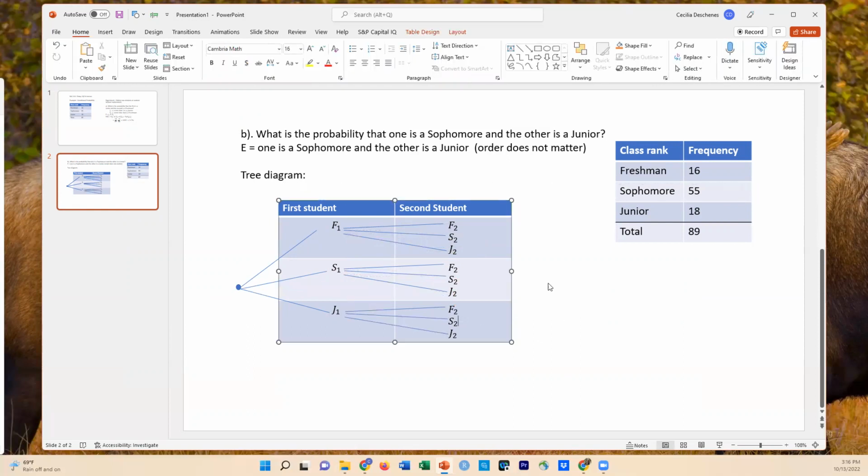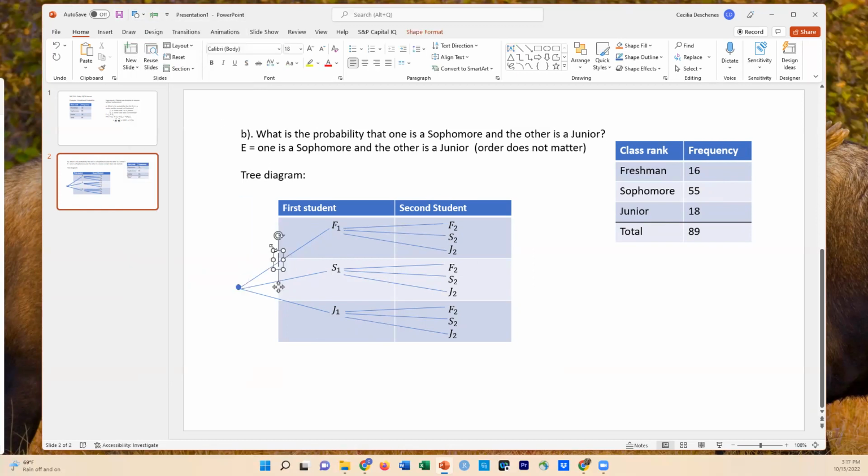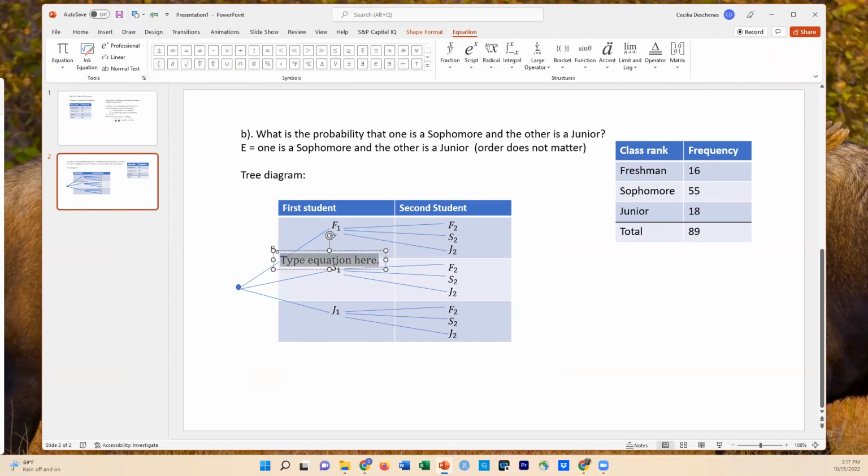All right, so these are all the possible paths of what could actually happen. And what we want to do is determine, using relative frequency, the probability that each of these things will happen. So we're just going to populate what each one of these branches is. The first one is going to be the freshman on the first student. So that's 16 divided by 89.